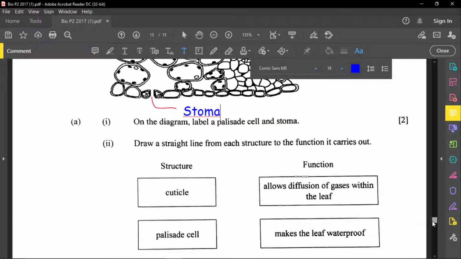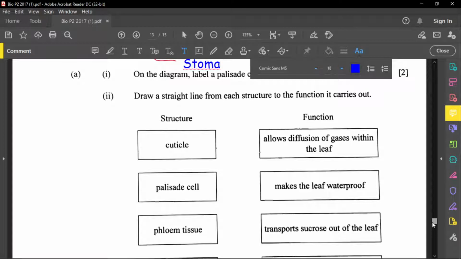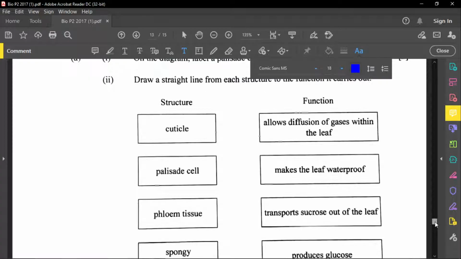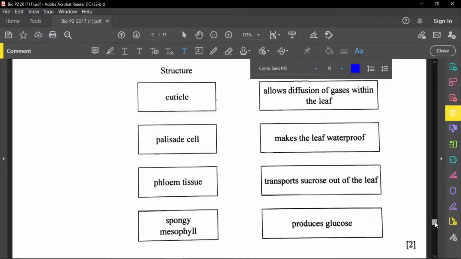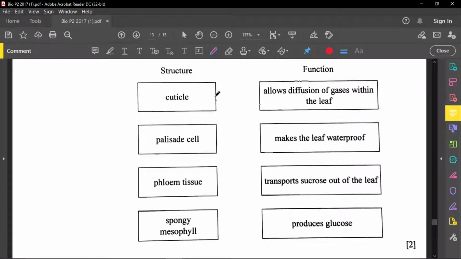Now this one said draw a straight line from each structure to the function it carries out. So look at them carefully. We have the cuticle, the palisade, and we have the phloem. Is there anything else? No, we have one more. Yeah, there's like a box there. So let's match up these things. Say cuticle, what is the purpose of cuticle? Cuticle is the same as the waxy cuticle, right? And the waxy cuticle is what will reflect light and also make the leaf waterproof. So we see our answer right there for the cuticle. All right, so this will be this.